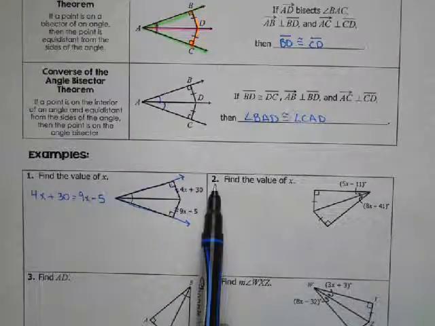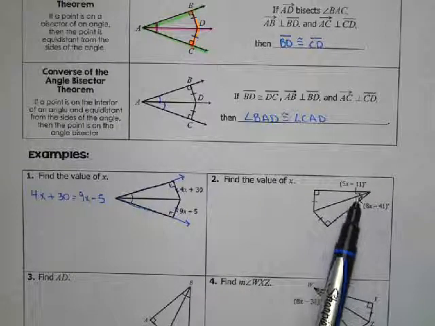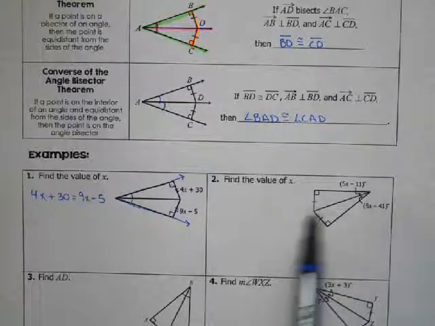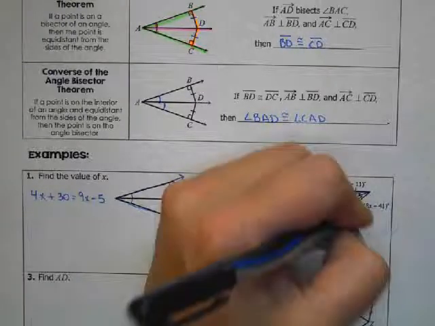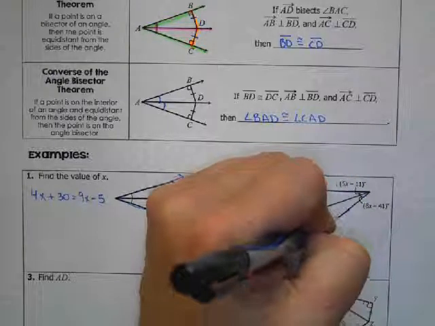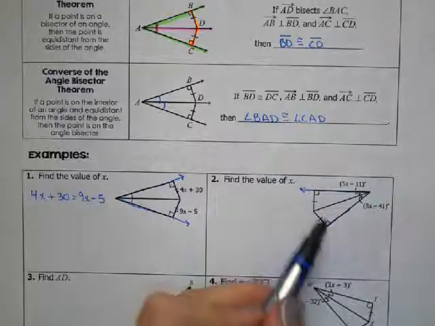In number 2, we're wondering if this is a bisector. So we have an angle. Again, you could extend this just so that you can see that it was an angle. And these two segments are perpendicular to the sides and are congruent to each other.